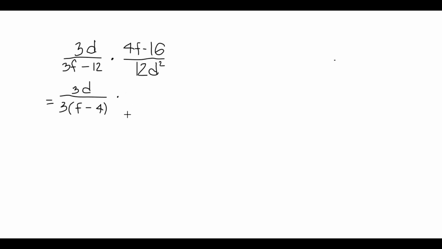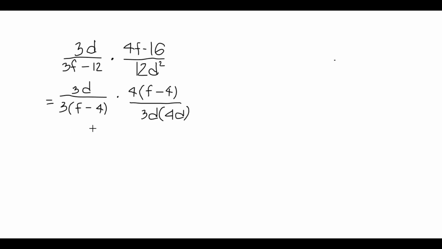Then times 4f minus 16. This can also be factored by taking out 4. So 4f divided by 4 is f, minus 16 divided by 4 gets 4, divided by 12d squared. We can take out 3d here and multiply by 4d. We factor that one like this so that we can cancel out the 3d in the first expression's numerator later.